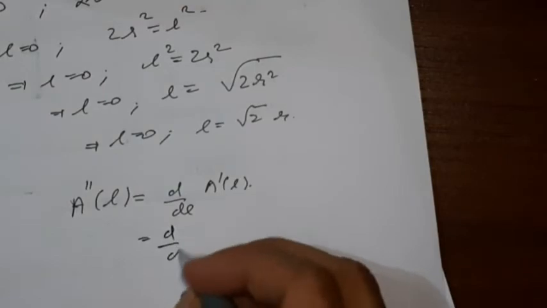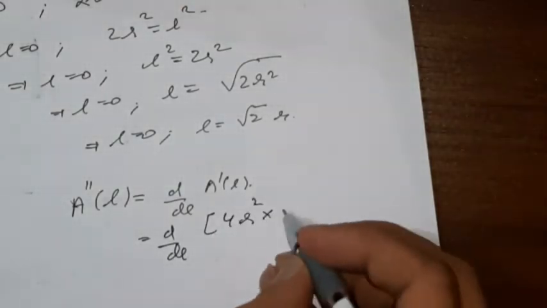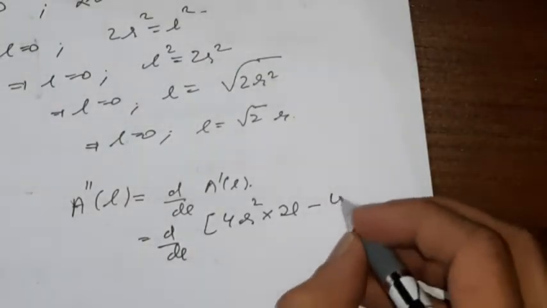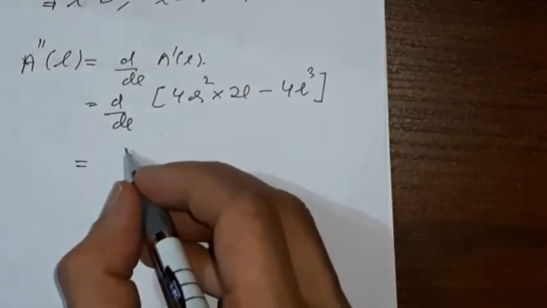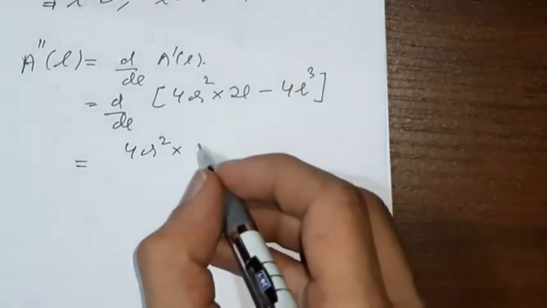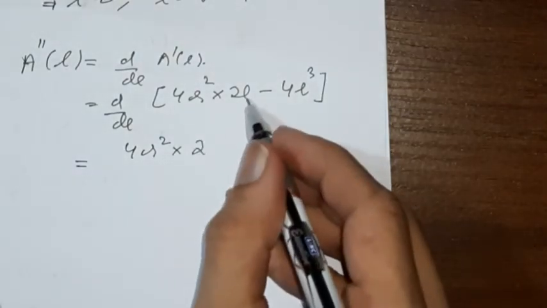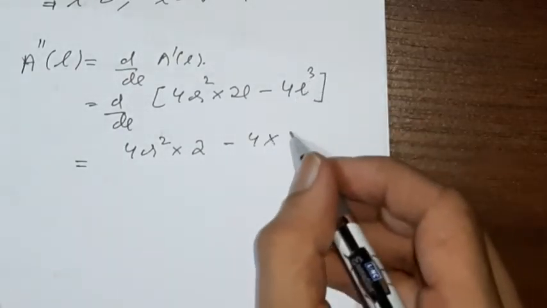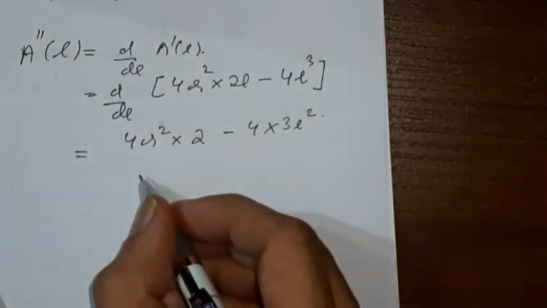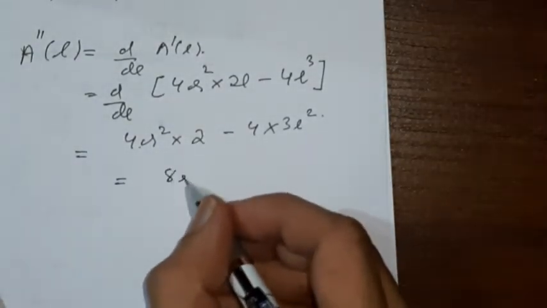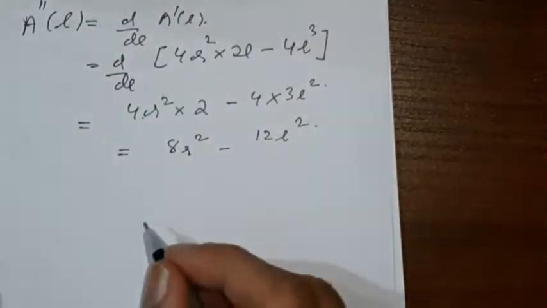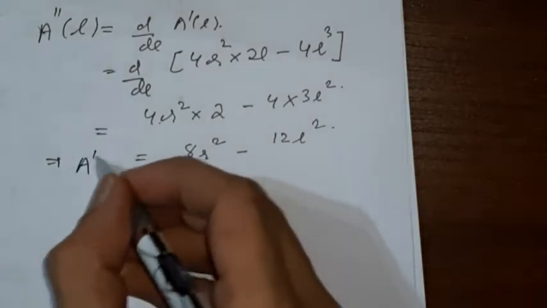So take the derivative of 4r square multiplied by 2L minus 4L cube. That will be 4r square multiplied by 2, because the derivative of L is 1, and minus 4 times 3L square. So you will get 4 times 2 is 8r square, minus 4 times 3 is 12L square. So this is nothing but A double prime of L.